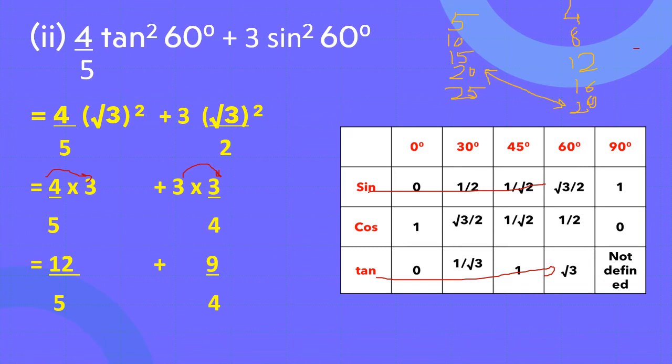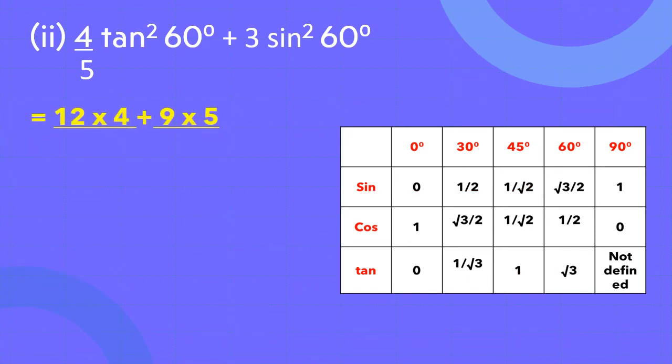So what I am going to do is change 5 also to 20 and 4 also to 20. If I want to change 5 to 20, I'll have to multiply this by 4. Similarly, I'll have to multiply the numerator also by 4 because I've multiplied the denominator. Now, if I want to change 4 to 20, I'll have to multiply by 5, because 4 fives are 20. So this will also become 9 fives. In this way, we'll get 12 into 4, 9 into 5, 5 into 4 and 4 into 5.